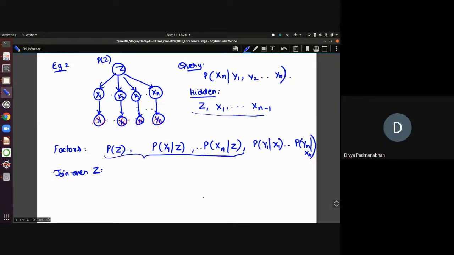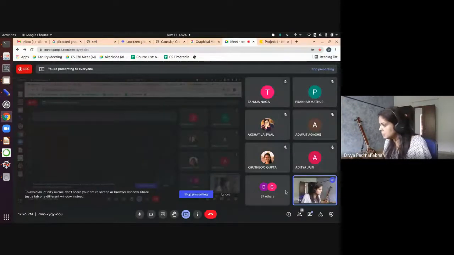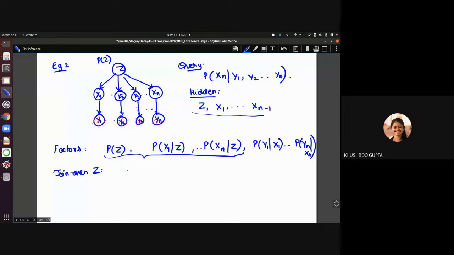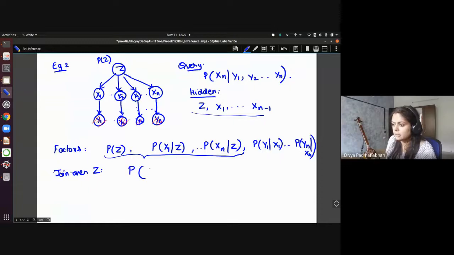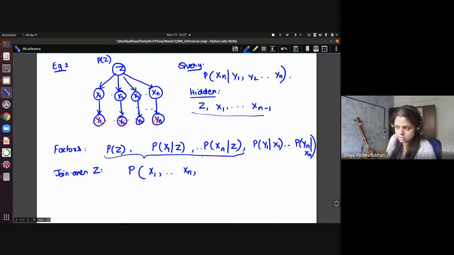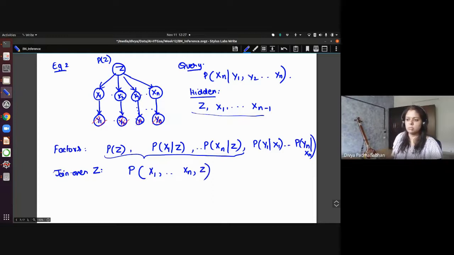So what's the new factor that you get here? Maybe let me ask somebody else. Kushbu, maybe you want to tell me what you get here? Ma'am, it would be the joint probability of all x, over all x, and z also. This is the probability you get.